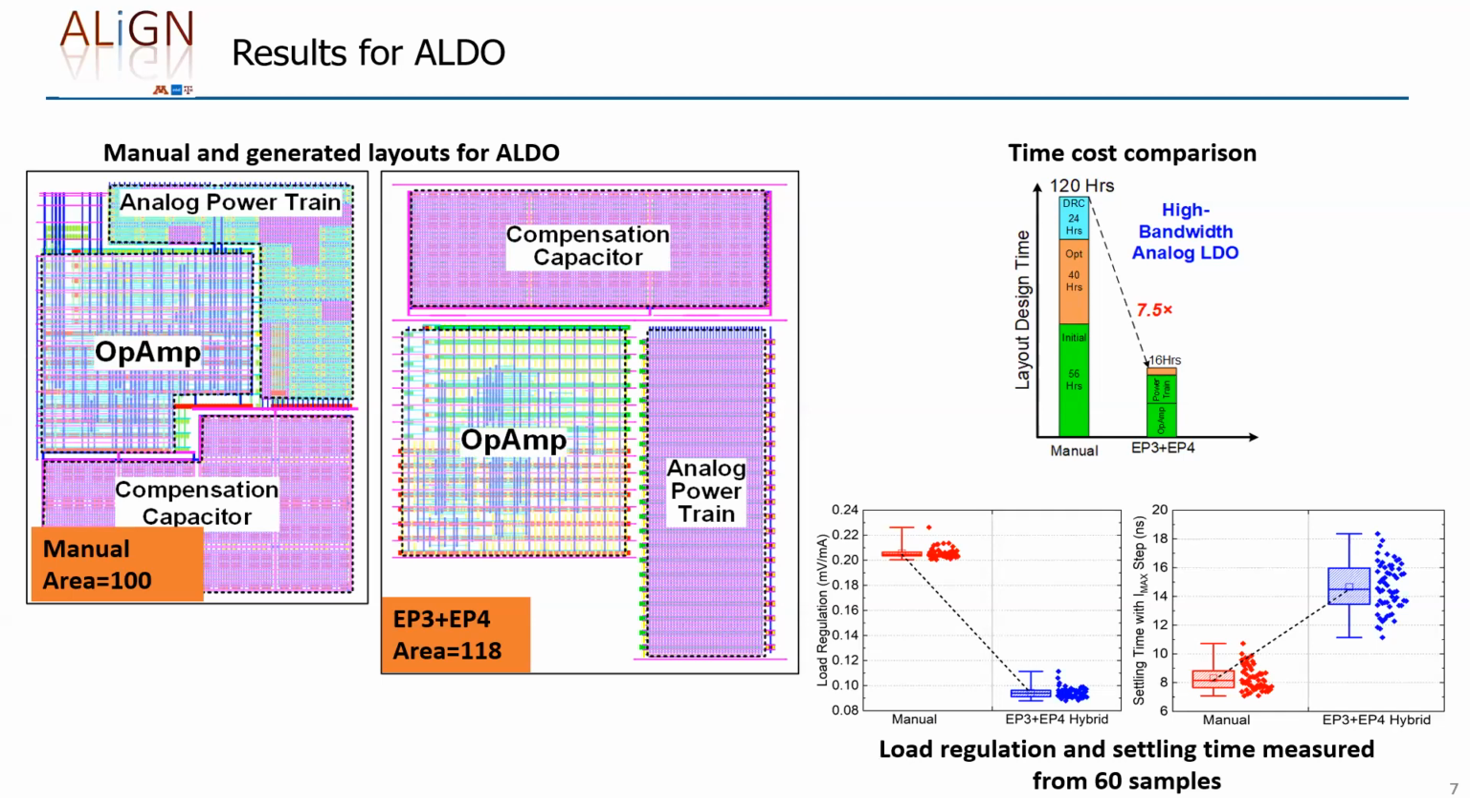And on the bottom right, we have a selected set of measured results. The left figure is showing the load regulation in terms of millivolts per milliamp. And here the generated layout is actually performing better than the manual. On the right, we have the settling time with the maximum current step. Here, the generated layout is slower than the manual. This is mainly because of the flexibility that the mask designer has, right? You can easily see the blocks do overlap in the manual layout. But in Align, we follow rectangular building blocks that could increase the routing and also the routing parasitics in between.